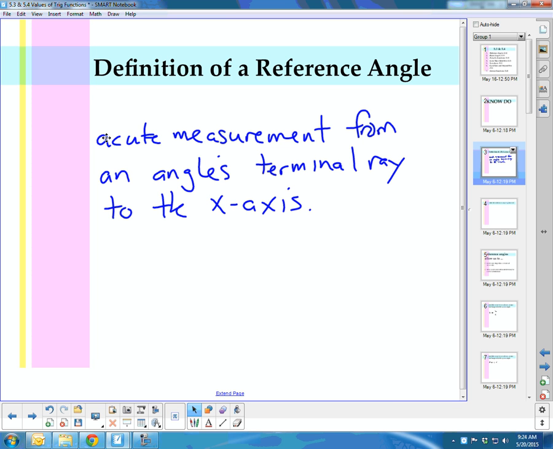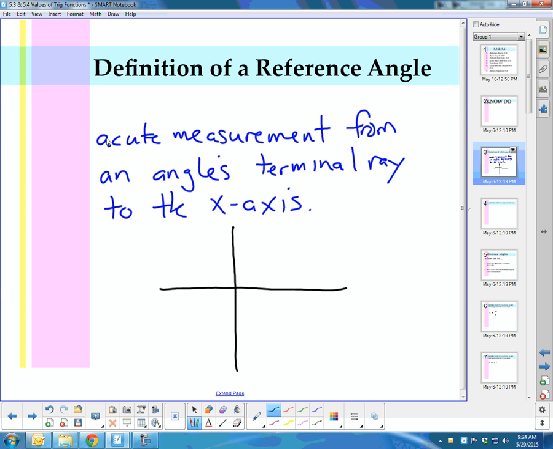Now, this is different than an angle in standard position because we are just measuring from the terminal ray to the x-axis so that we've got an acute measurement, something less than 90 degrees or less than pi over 2 radians.